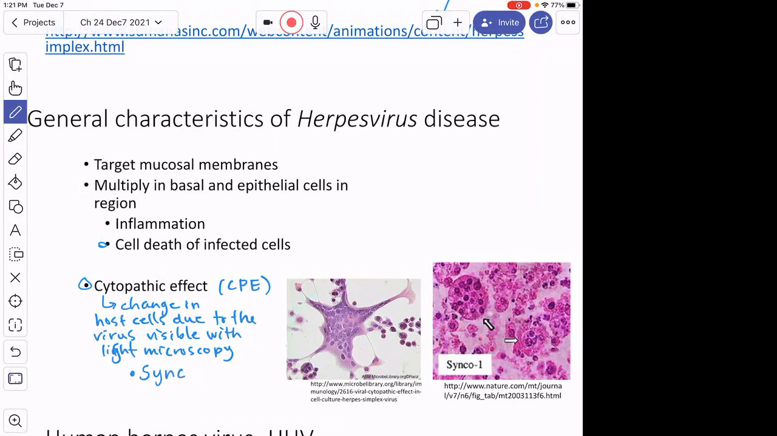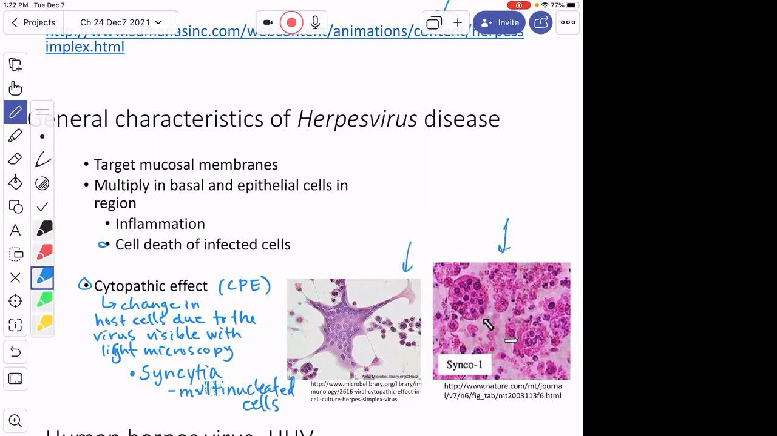Let me make sure I spell that right. Syncytia. And what syncytia are, these are multinucleated cells. All right, so here's a couple of examples of multinucleated cells.